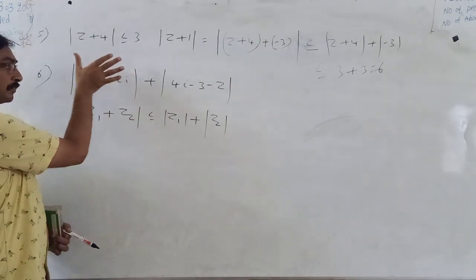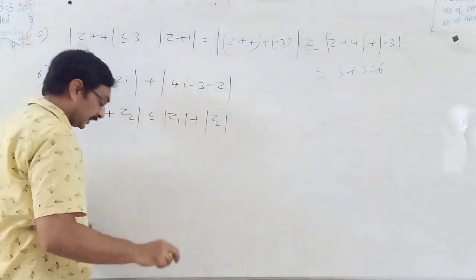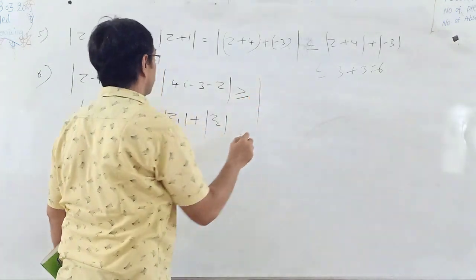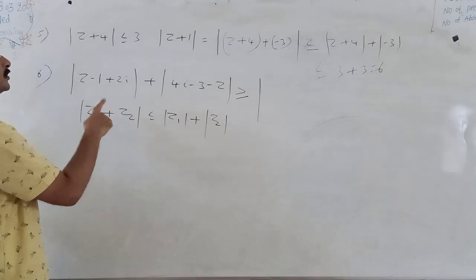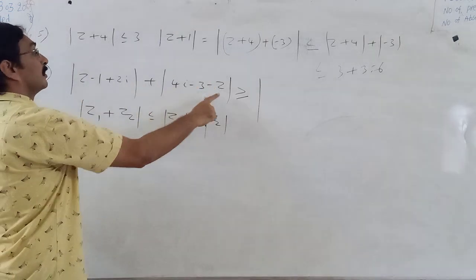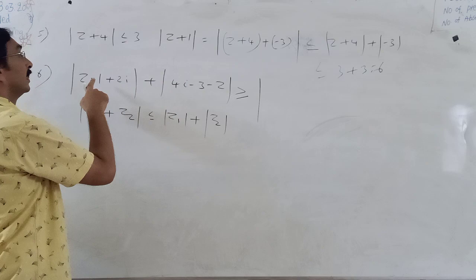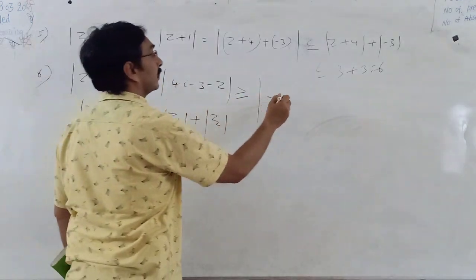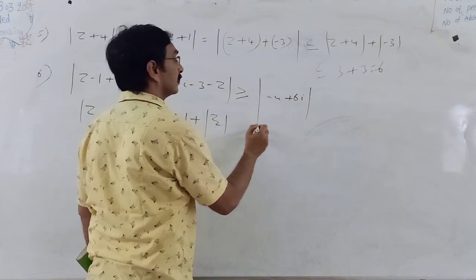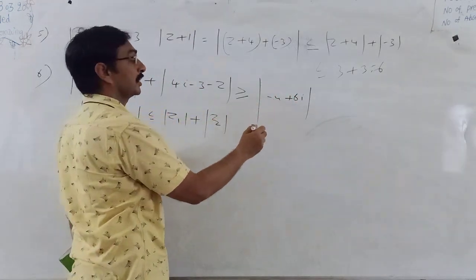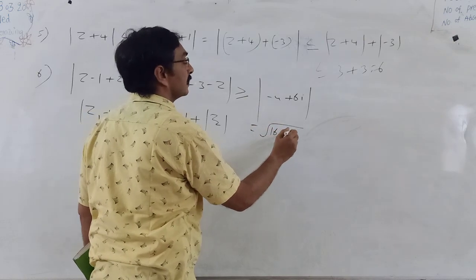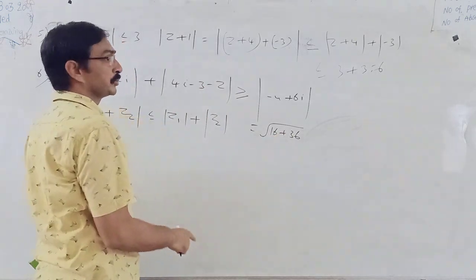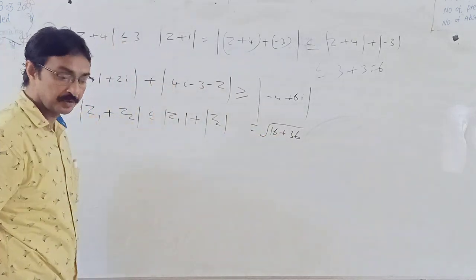So from this formula, mod z1 plus mod z2 is greater than or equal to modulus of z1 plus z2, the sum of these two. Clearly, in the sum of these two, z minus z cancels, minus 1 minus 3 is minus 4, 2i plus 4i is 6i. So modulus of a plus ib is root of a square plus b square. So 16 plus 36. Therefore, this is greater than or equal to root 52, which means the minimum value of this one is root 52.